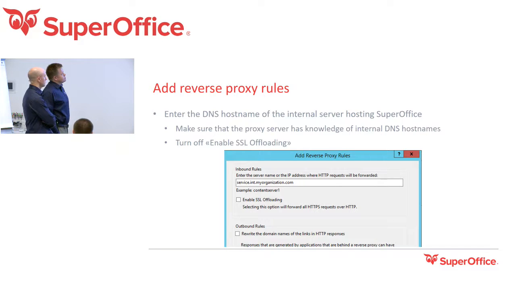So now you should enter the internal server, the internal host name that ServiceOffice or Sales is installed in. You see that's the first line there. And make sure to turn off enable SSL offloading, because we want to use HTTPS all the way. As we said earlier, you should also use HTTPS in the internal traffic.